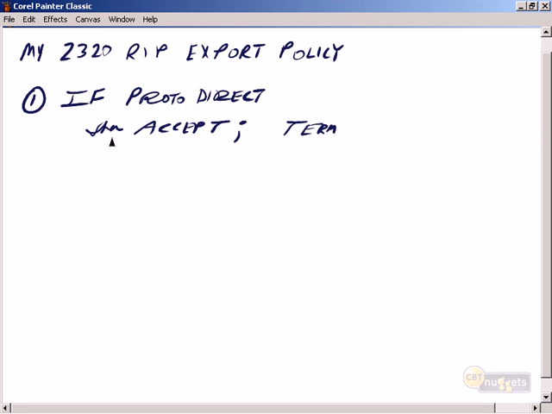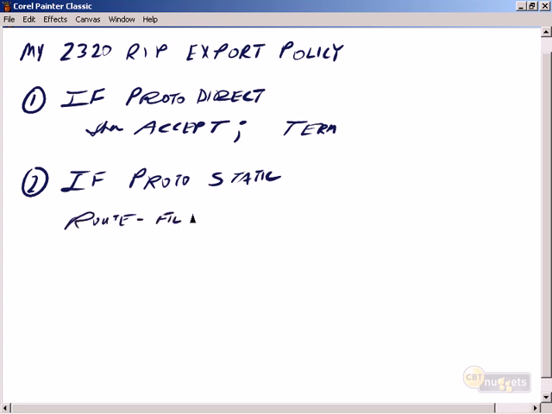But let's say that the route is not a direct route. Let's say that the second term is going to be if this route is from the protocol static, right? And we know that I have one of those, 209.165.200/24, right? Well, if that's the case, we're going to invoke a route filter. And in this routing filter, we want to identify that particular route, right?